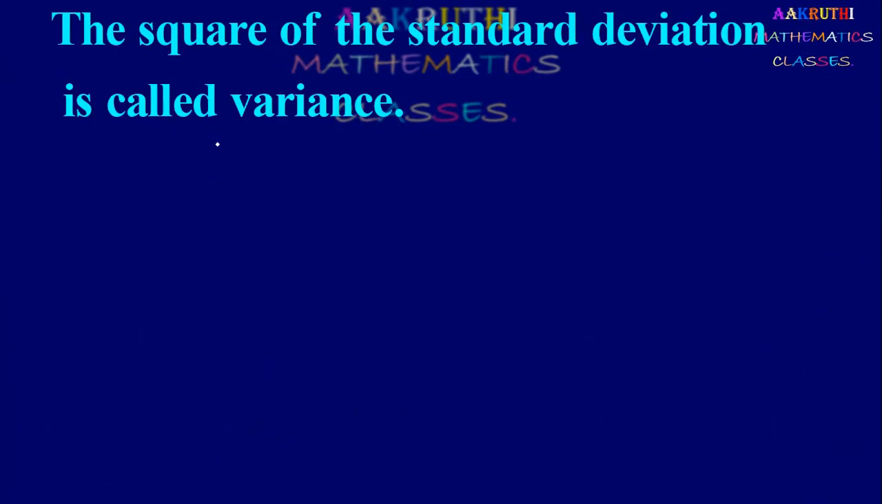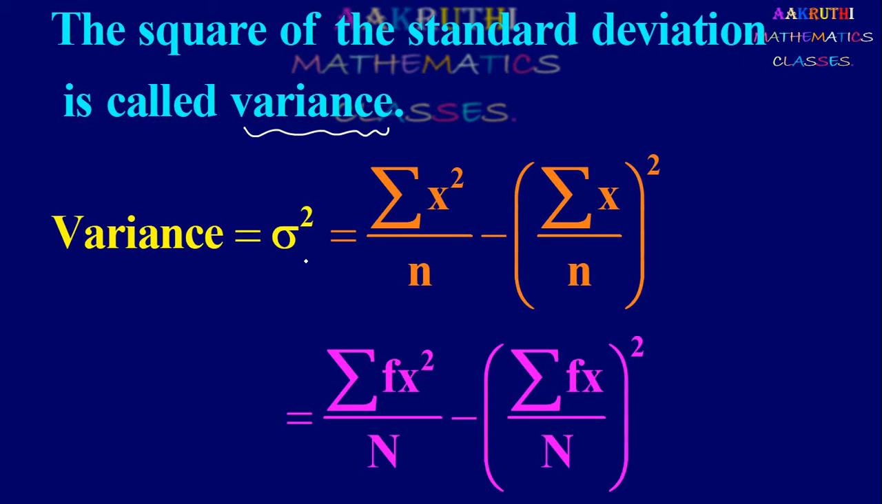So next it is variance. The square of the standard deviation is called variance. So when we square the standard deviation, we get variance. Variance is denoted by sigma square and the formula is summation of x square by n minus summation of x by n whole square. For standard deviation we have a square root; for variance, it is without the square root.